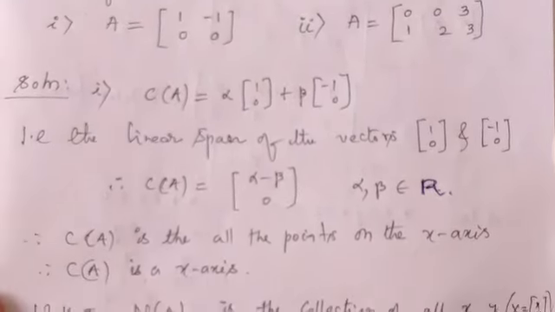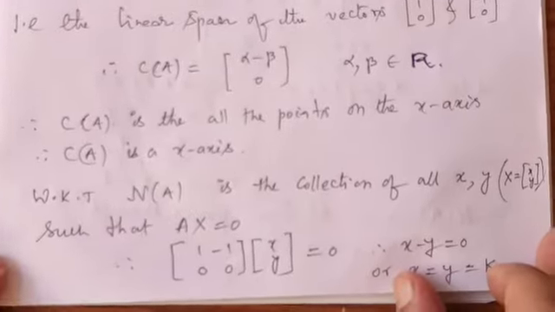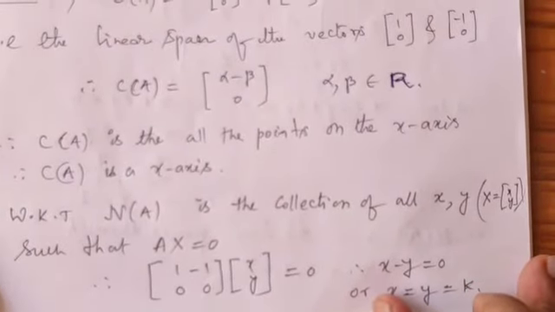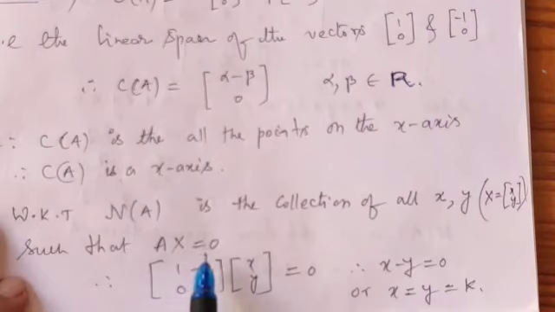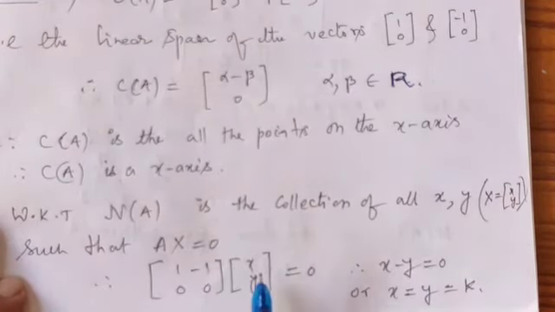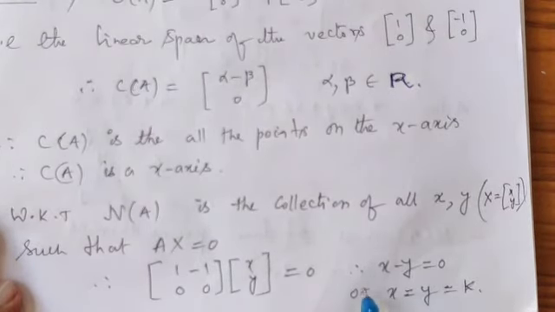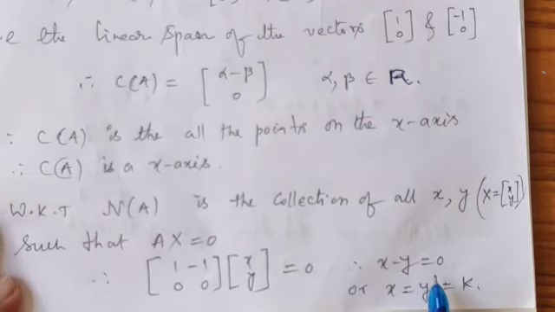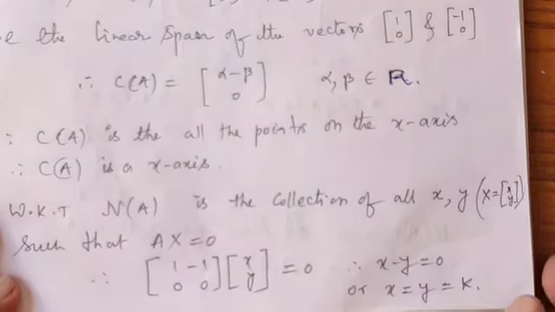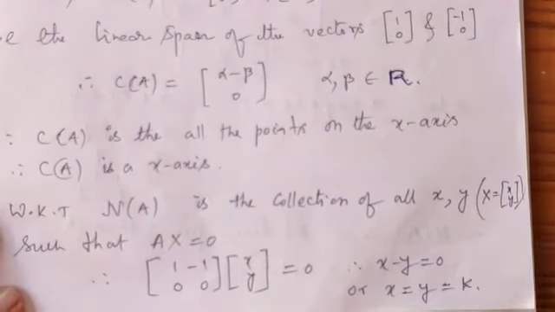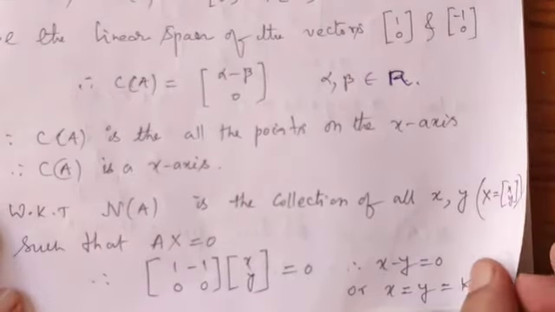Now the null space of A. What is the null space of A? It is Ax equal to 0, all the vectors x whose image is 0. So write the matrix and vectors and simplify this. You can write the augmented matrix to simplify, or do it directly if it is simple. So I did it directly here. x minus y equal to 0 means x equal to y equal to k. Both components are the same. That means this is the straight line which passes through (k, k).